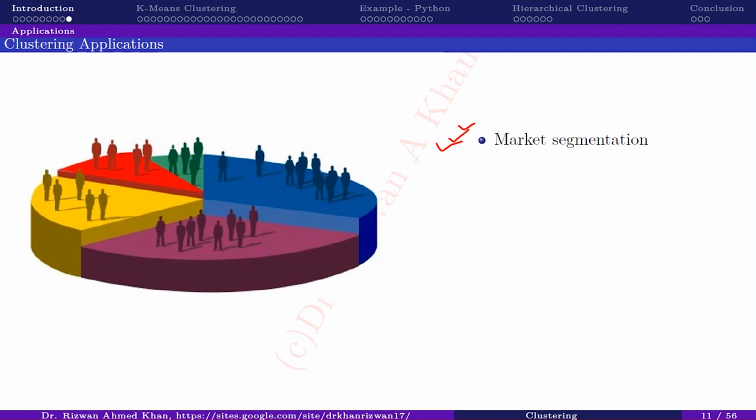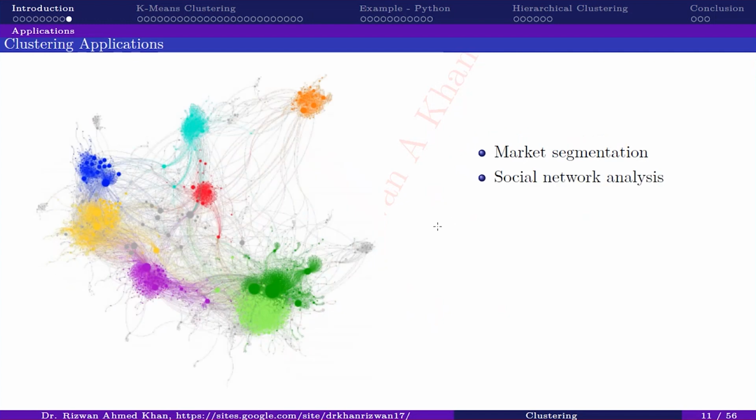So market segmentation is very important application for clustering. And when you think, you will have many different ideas of market segmentation examples. Then another very important and very useful area of unsupervised learning is social network analysis.